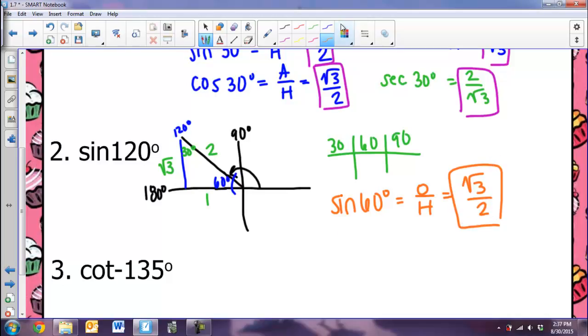Okay, and you can do the same thing if, for instance, they asked you the secant of 120. You just look at your picture. Secant is the reciprocal of cosine. So you would take your hypotenuse, 2, over your cosine, which is 1.